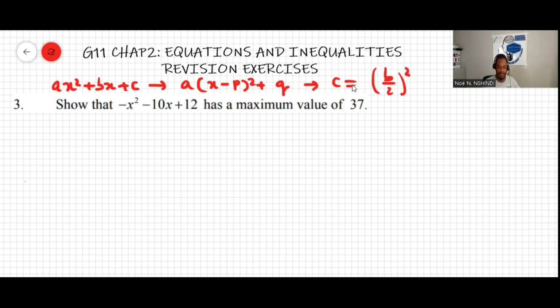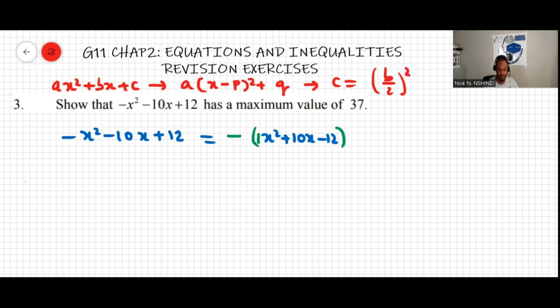Now, this is applied only when the coefficient of x squared is 1. If it's not, we need to make it 1. In this case, we have negative x squared minus 10x plus 12. So we're going to take the negative out, okay? And then this will be x squared plus 10x minus 12. That's the new expression if I make the negative outside. Now the idea was to get a 1 here, so I can apply this property.